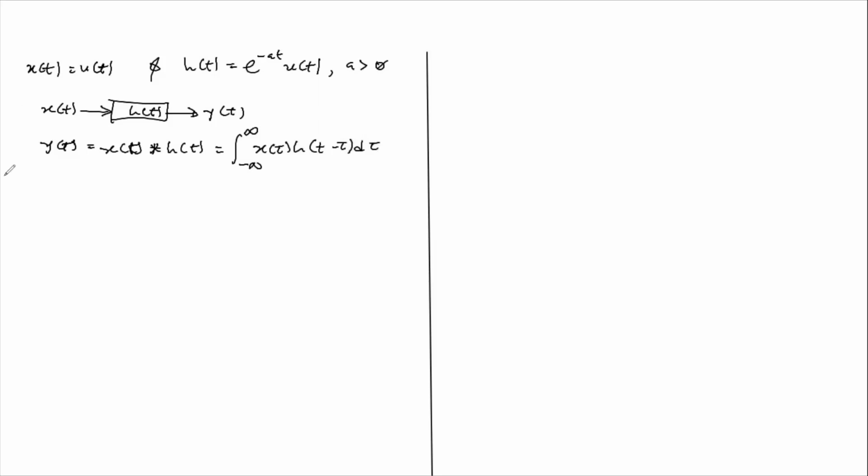We can therefore conclude that, given s of t to be u of t, s of tau will be the same as u of tau. In a similar vein, h of tau, replacing t by tau, will be the same as e to the minus a tau, u of tau.